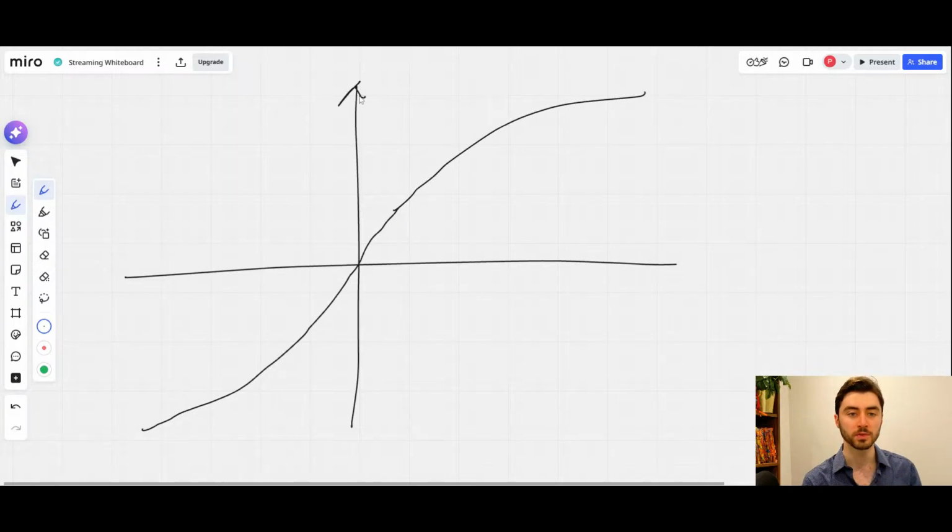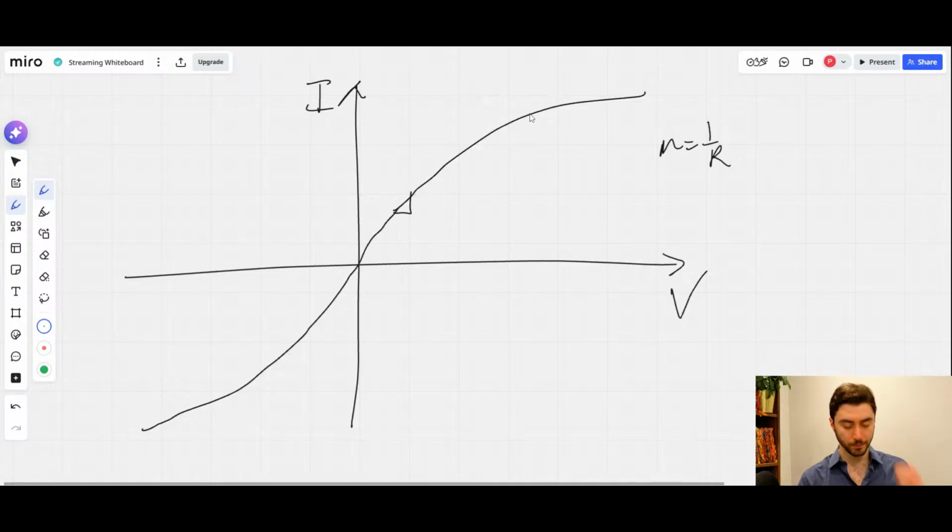So the question then becomes, why does it have that behavior? Often examined syllabus point this. That's not I against R, that's I against V. Okay, so I against V. So remember that the gradient is 1 over R in this case.